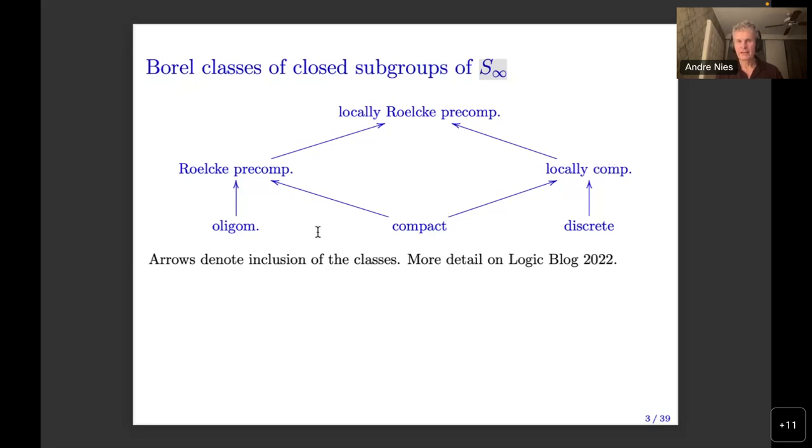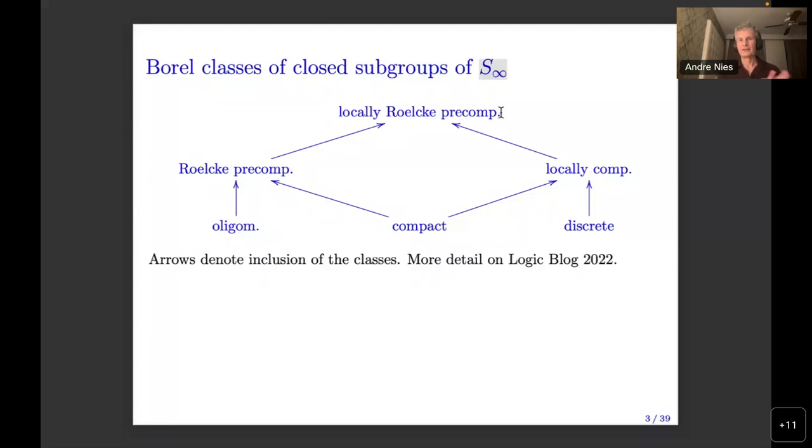But the program actually started with other groups, oligomorphic groups, which are the ones that for each n have only finitely many n-orbits. Those actually depend on how they embed into S infinity. It's not just a notion up to isomorphism. And there's Roelcke precompact, which is a generalization of both oligomorphic and compact, and recently even locally Roelcke precompact, if you know what it means, introduced by Zielinski, and he and Rosendal have some studies of that class.